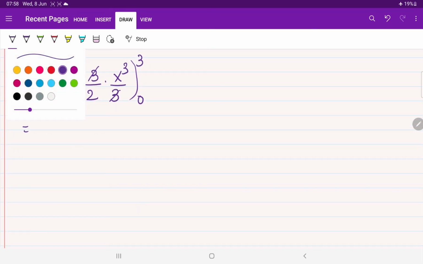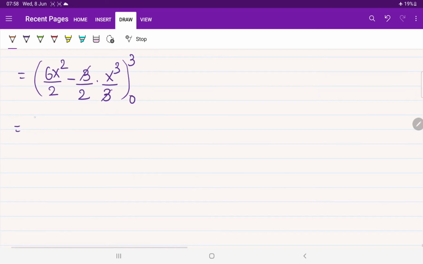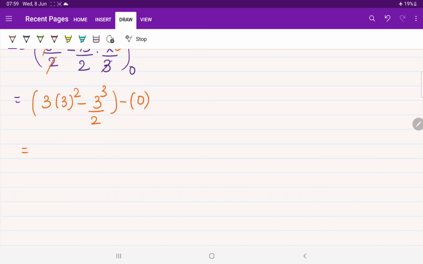Can you tell me the answer now? Yes sir. It's time to write down the final answer. If you substitute the upper limit, it will be giving you, see, we can also cancel this. 6 by 2 will give you 3. 3 into 3 square, upper limit, minus here 3 cube by 2, upper limit is over, minus lower limit will give you 0. Why? Here we have x square, here we have x power 3, so both will give us 0 only. So from here I can say 3 square will give us 9, 9 times of 3 will give us 27 minus 27 by 2.